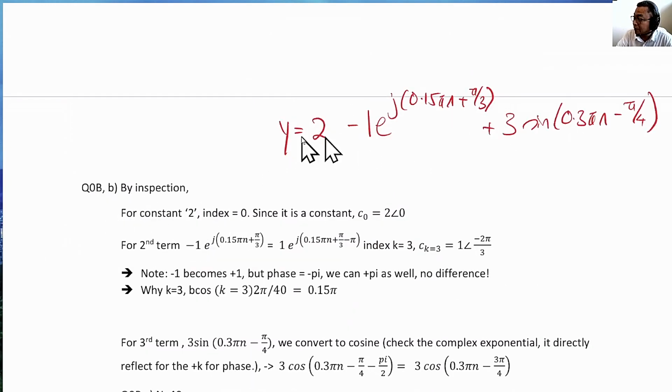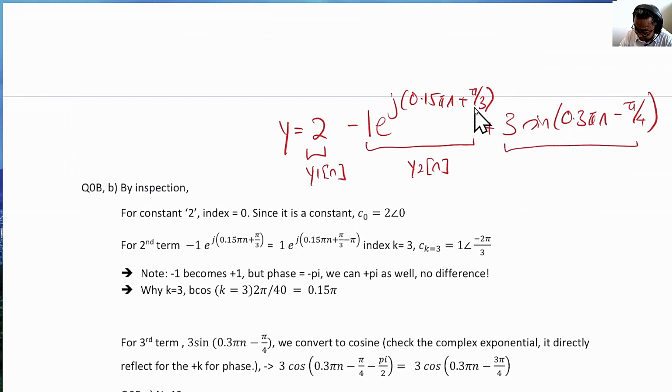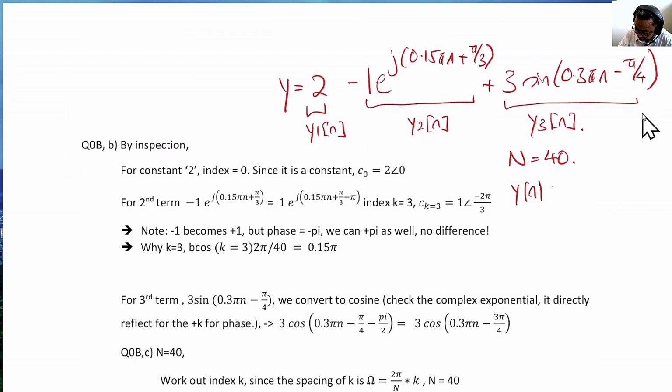This is Y. Y has three parts. One, the DC term, let's call this Y1n. The second term, Y2n, is a complex exponential with omega equal to 0.15 pi and phase shift pi over 3. And the last term is a sine term, Y3n, with frequency 0.3 pi. In the last example, we found that N equals 40 is the common period for all these three terms, and therefore y[n] equals y[n plus 40] for all n.